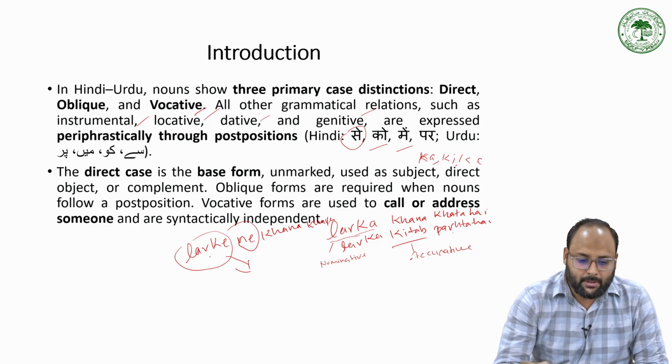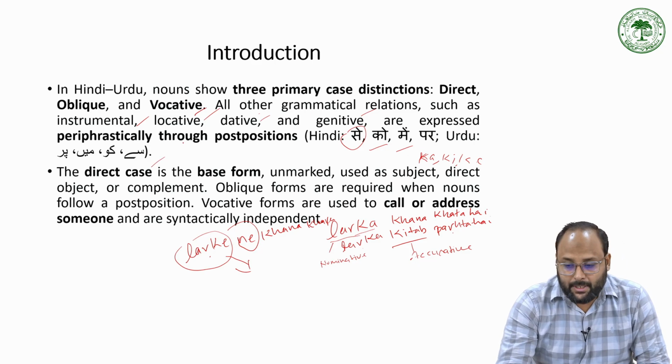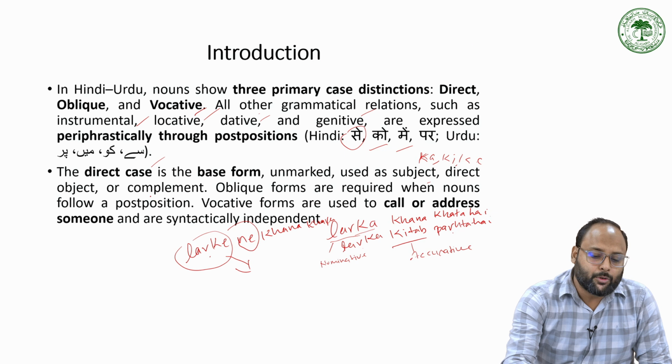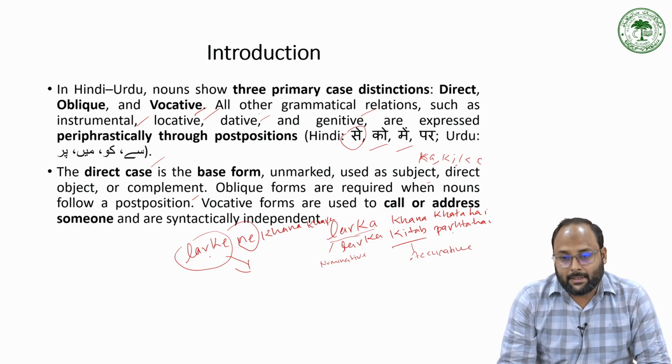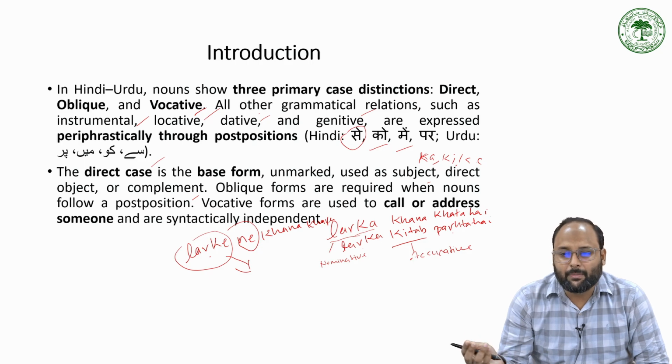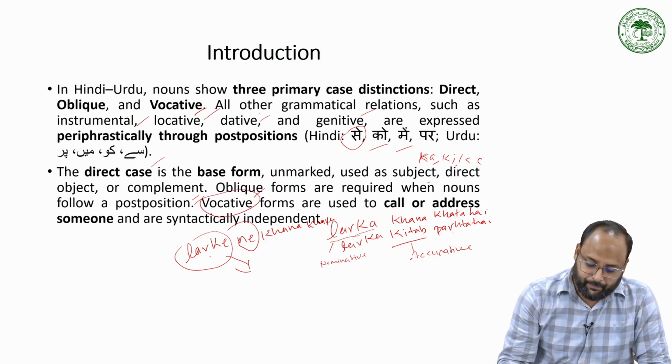So we have discussed that the direct case means the noun occurs in its base form, either in subject, object or complement position, and the oblique case means there is some change in the noun due to the postposition, when it is followed by a postposition. And the vocative form is used to call or address someone. That is a noun which is also syntactically independent. There is no verb or other element in the sentence. We are just saying ladke, a ladke, o ladke. This kind of expression comes under the vocative case.